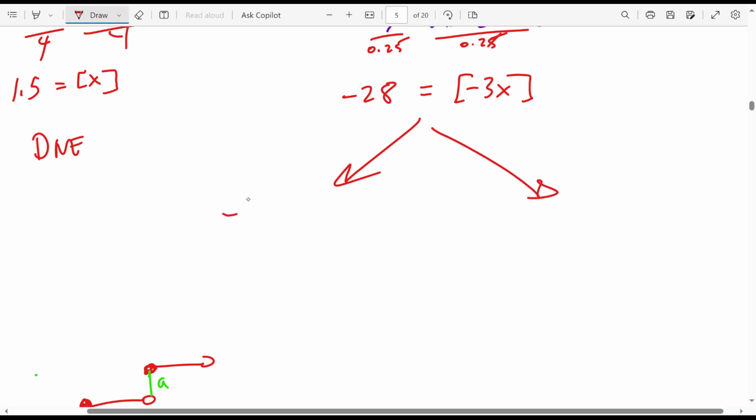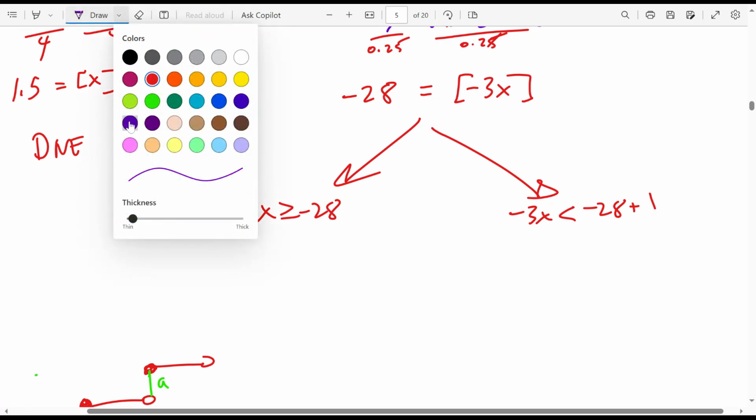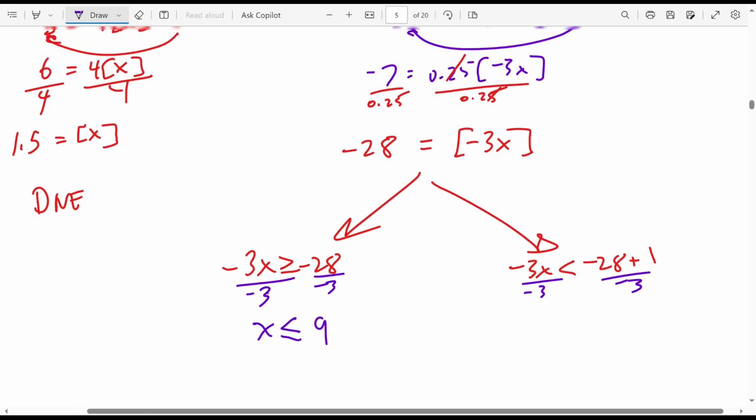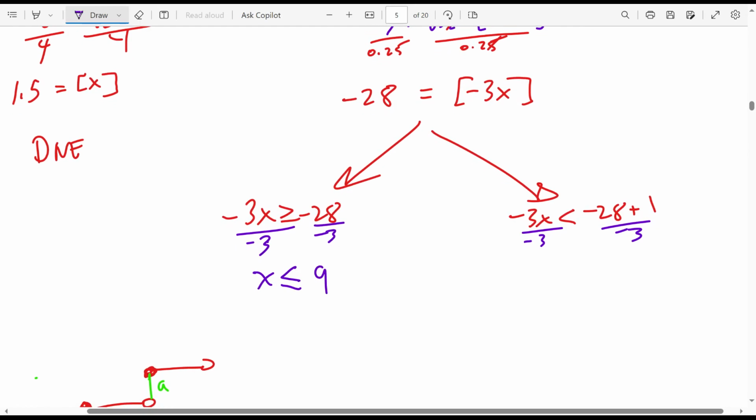And I can say negative 3x is greater than and equal to negative 28, and negative 3x is less than negative 28 plus 1. Now, because I'm dividing by a negative, right, on both sides here, I'm going to end up with x is less than and equal to, in this case here, so negative 3. So less than and equal to 9. Okay. He was negative. Just double check on, yep. So then that splits around.